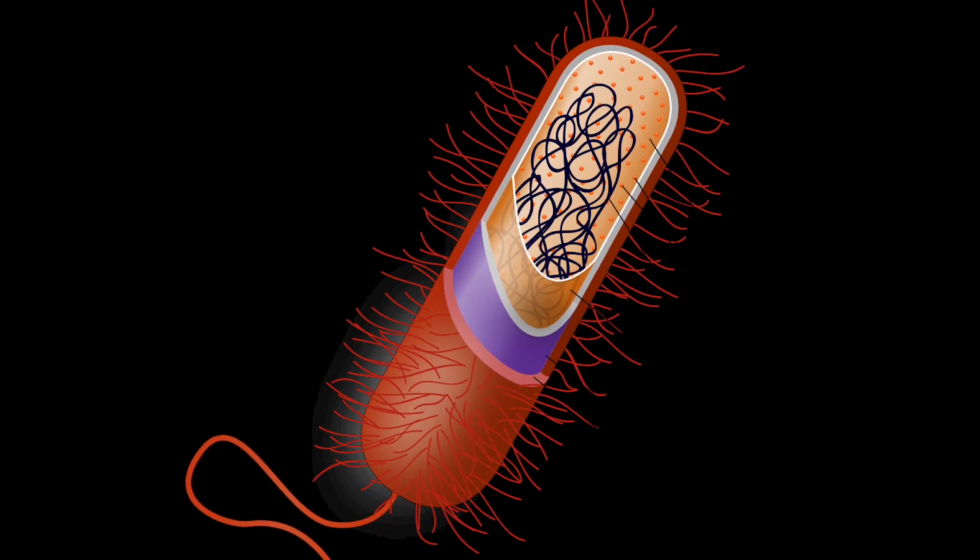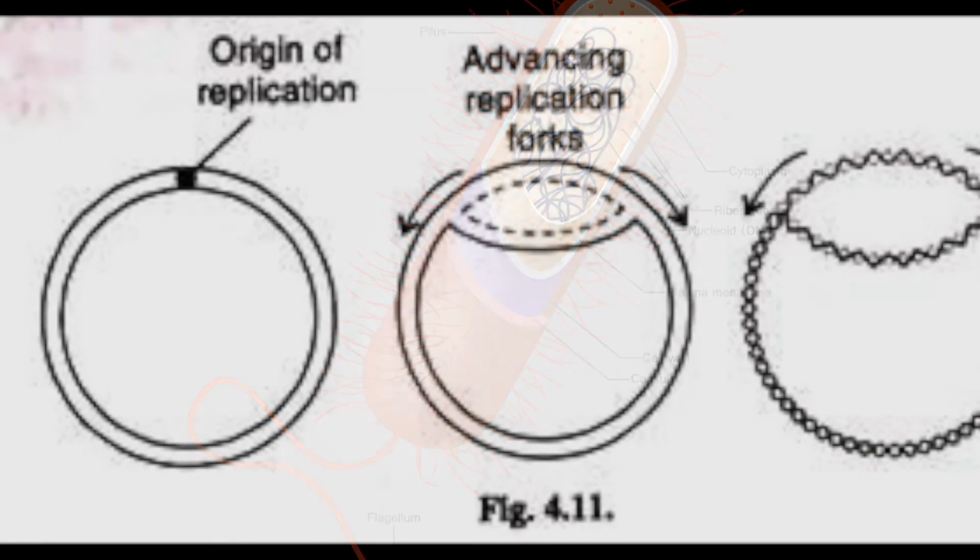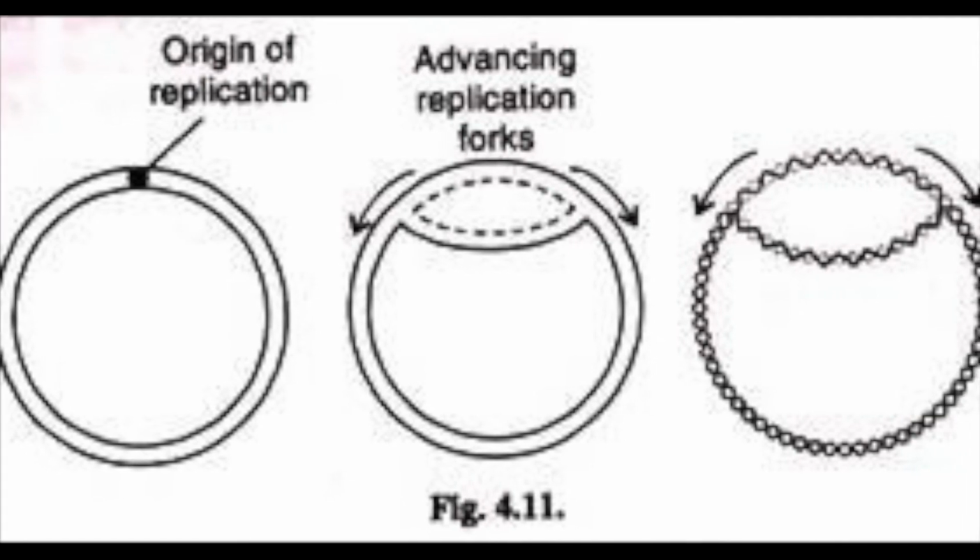Prokaryotes, on the other hand, do not have this issue of end replication because they have circular chromosomes, so there is no end to the chromosome.